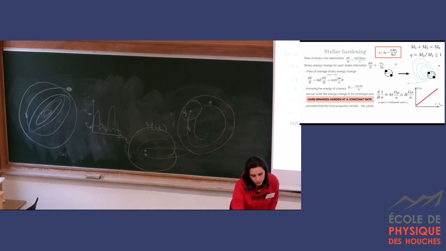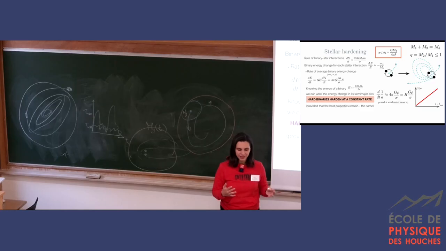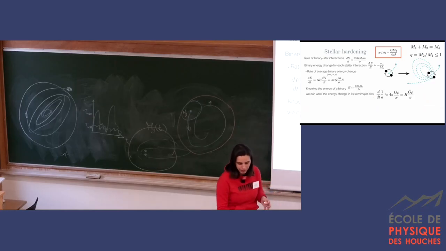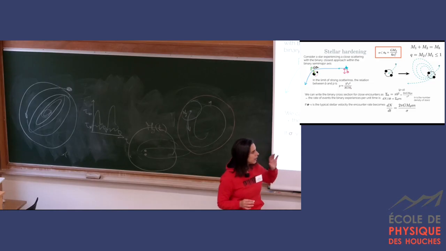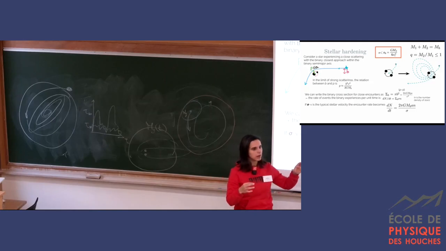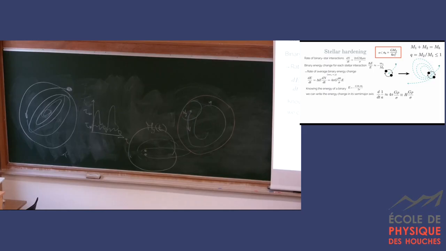Okay, here I also put the derivation for how this three-body interaction happens, but I don't really have time to go into this. I'm going to tell you that it's a matter of using a cross-section for the binary interaction, then putting it equal to the number of stars that can get close to the binary, and then what you get is the derivative as a function of time of 1 over the semi-major axis of the binary, if you do all the math. And this comes out from formulas.